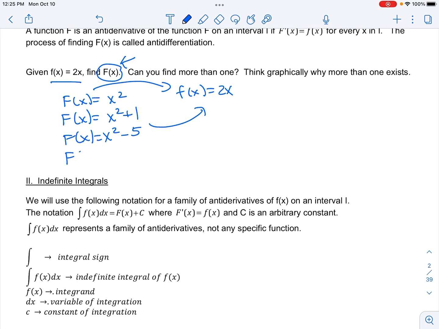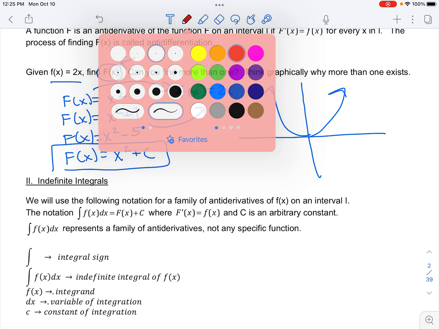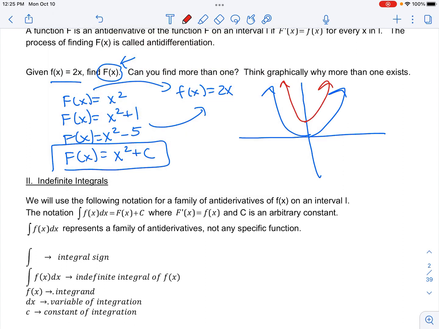So the idea is an antiderivative, for this particular problem, could be x squared plus any constant. And that c could be a positive or negative number. And let's think about graphically why it makes sense. Well, here's x squared. Let's draw a rough graph of x squared plus 1 and maybe like x squared minus 2.